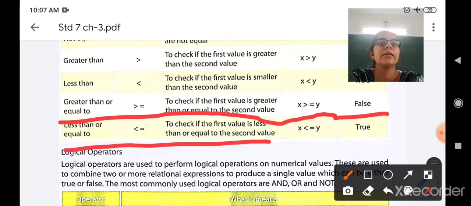Less than or equal to. In the same way, x less than or equal to y. X is 2. Is 2 less than y? Yes, true. Equal to is not correct, but one condition is correct, that is 2 is less than y. So the answer will be true.